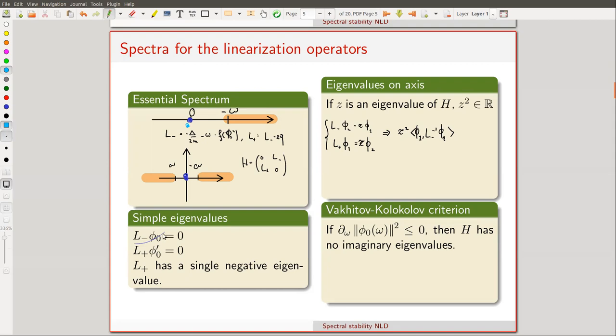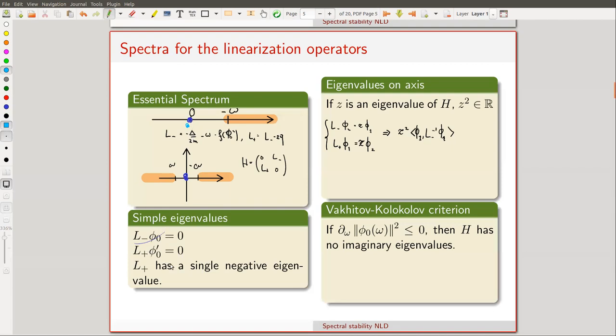Since phi 0 is strictly positive, it doesn't change sign. It corresponds, by a typical oscillation argument, to the ground state. It is the lowest eigenvalue of L minus. And so this L minus has its ground state at 0, so it's positive semi-definite, and it's actually positive definite if you are orthogonal to this ground state.